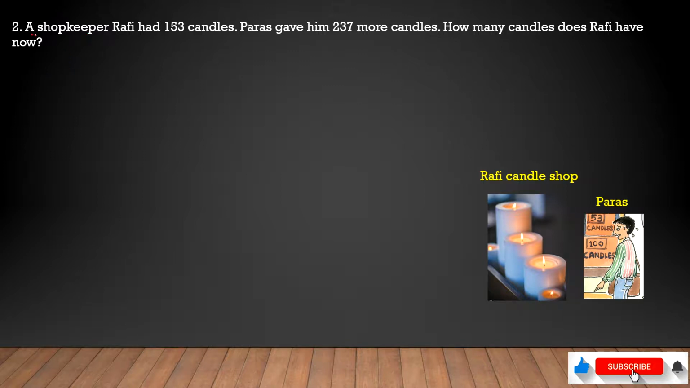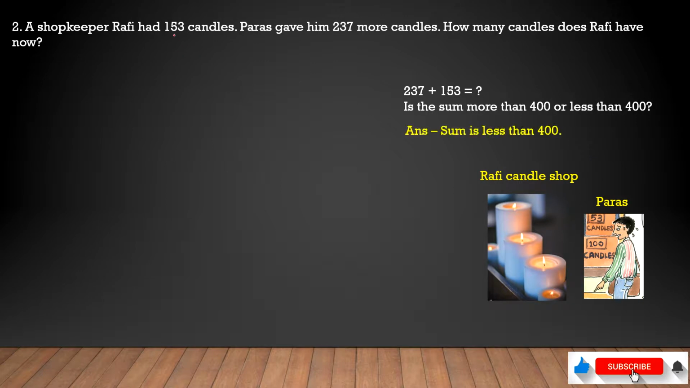Here is another question. What it is saying: a shopkeeper Rafi has 153 candles. Paras gave him 237 more candles. So this is Rafi's shop, and Paras gave him 237 more candles. Rafi already had 153 candles. How many candles does Rafi have now? Now we have to find out how many candles Rafi will have now. So let's see how to solve this question.